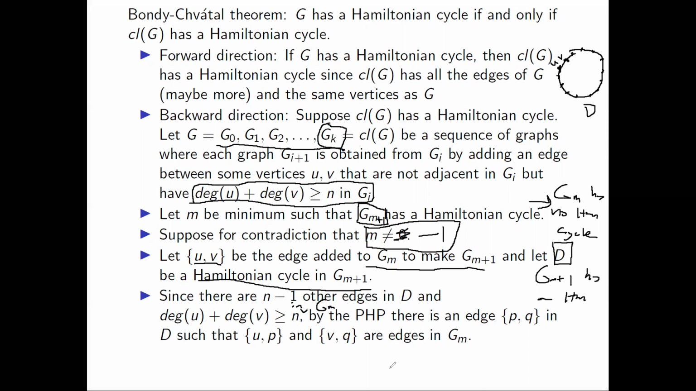And I claim that by the pigeonhole principle, there must be some edge PQ on this circuit D. So we can say like P here, Q here. So there must be some edge PQ such that both UP and VQ are edges in GM. So UP and VQ. And I claim that these two are edges in GM.